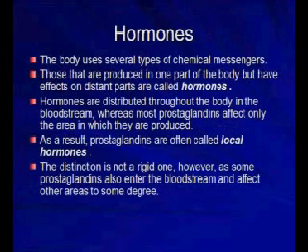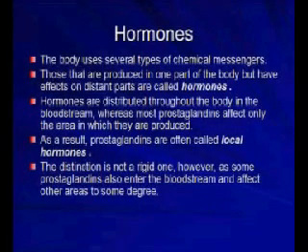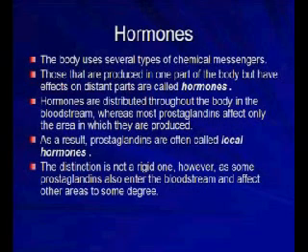Another category of molecules that you should become familiar with are hormones. The body uses several types of chemical messengers, those that are produced in one part of the body but have an effect on a distant part of the body. These are referred to as hormones. Hormones are distributed throughout the body in the bloodstream, whereas most prostaglandins affect only the area in which they are produced. As a result, prostaglandins are often referred to as local hormones. The distinction is not a rigid one, however, as some prostaglandins also enter the bloodstream and affect other areas to some degree.